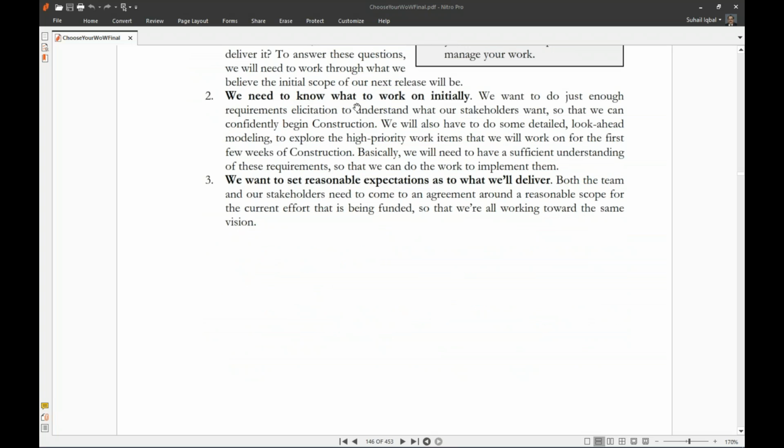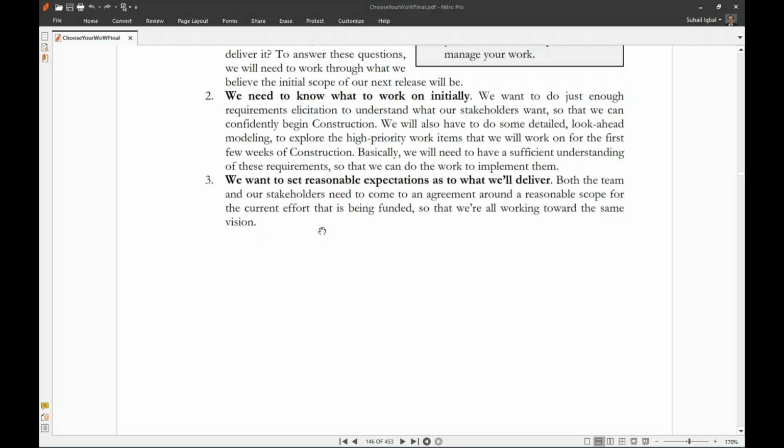Number two, we need to know what to work on initially. We want to do just enough requirements elicitation to understand what our stakeholders want so that we can confidently begin the construction. We'll also have to do some detailed look ahead modeling to explore the high priority work items that we will work on for the first few weeks of the construction. Basically, we will need to have a sufficient understanding of these requirements so that we can do the work to implement them.